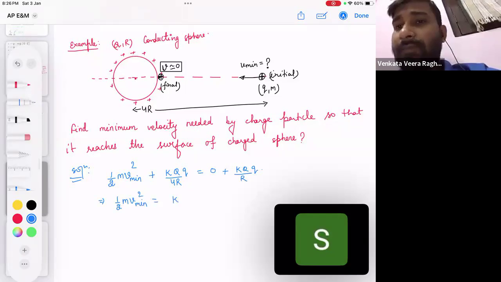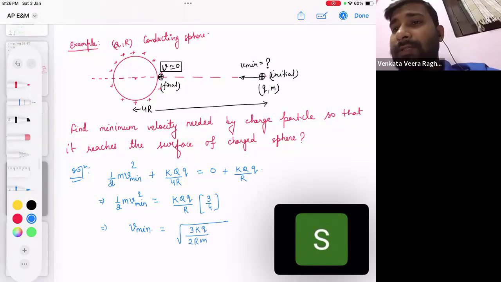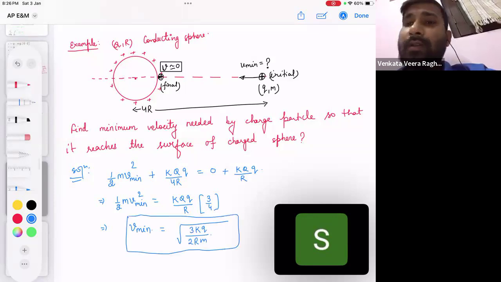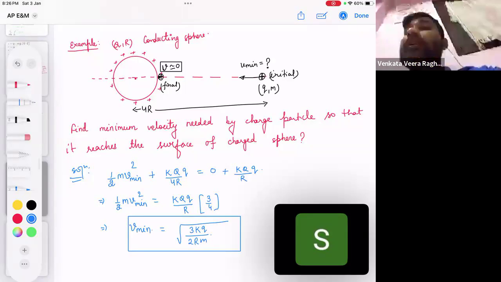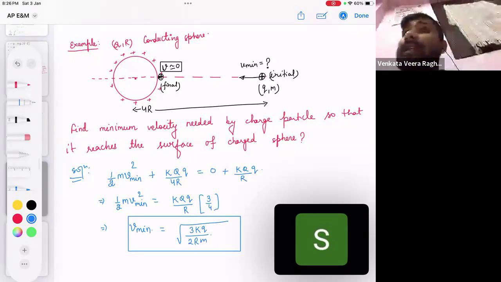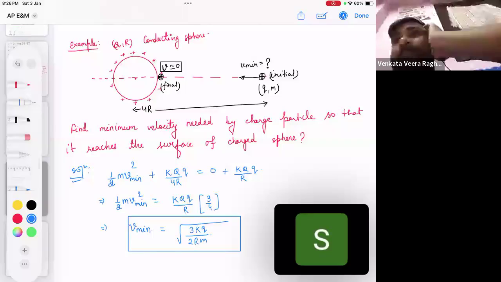Understood? How much are we getting? K, capital Q, small q are common. 1 minus 1 by 4. That is 3 by 4. So check it. Am I getting the same answer as the first question yesterday? Are we getting the same answer as the first question when we were discussing? Please tell me. So the question can be asked the same way, understood? Same question, same calculation, same answer, but the statement of the question is what? Different. Please tell me, is this one clear?